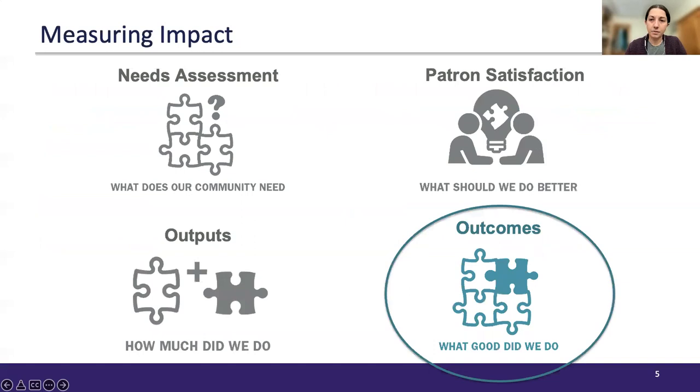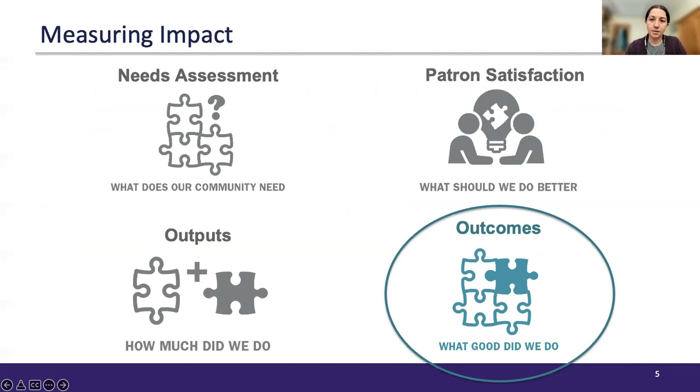There are many other ways you can measure your library's impact, and you may already be doing some of these. Measuring outcomes doesn't mean you stop doing other types of evaluation. Outcomes are one piece of the puzzle. Different types of impact measurement can help you understand different questions you may be seeking to answer.